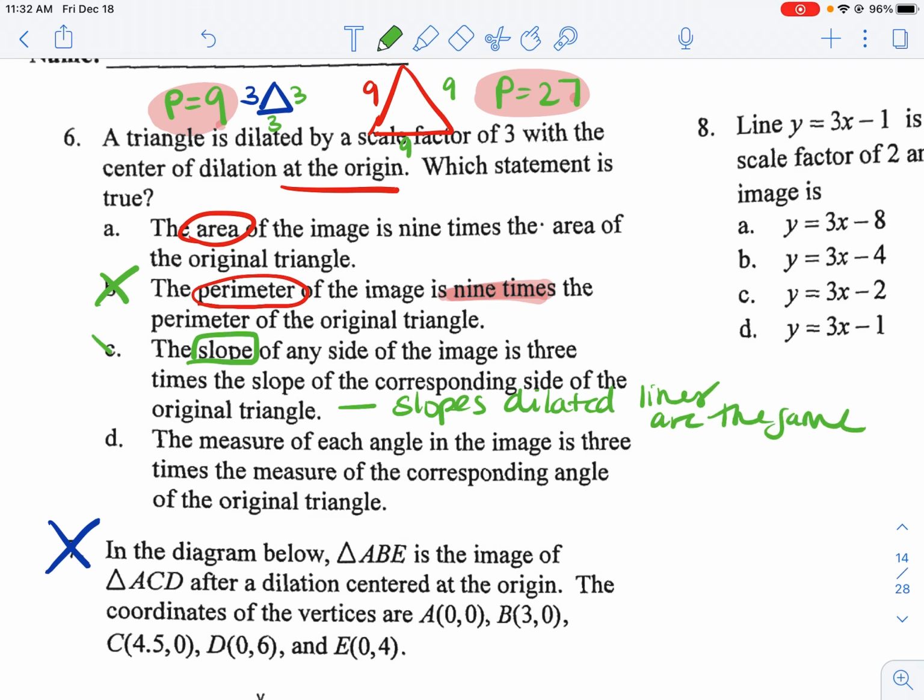So it's not going to be that one. And then D, the measure of each angle in the image is 3 times. Hold up, we just talked about that. In a dilation, the angles stay the same, so it's not going to be D.